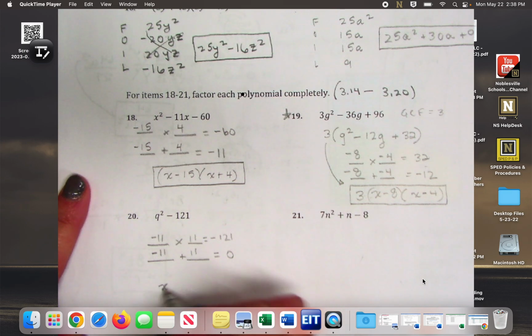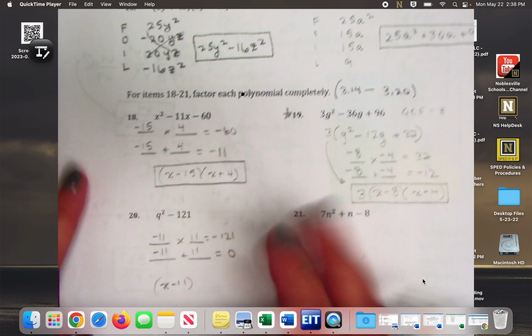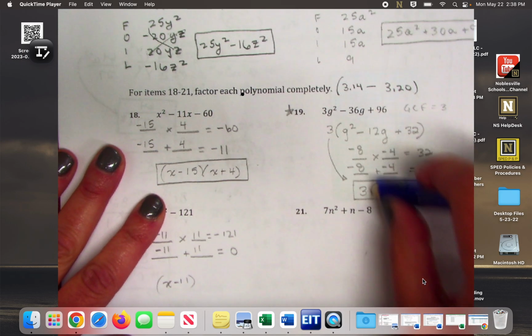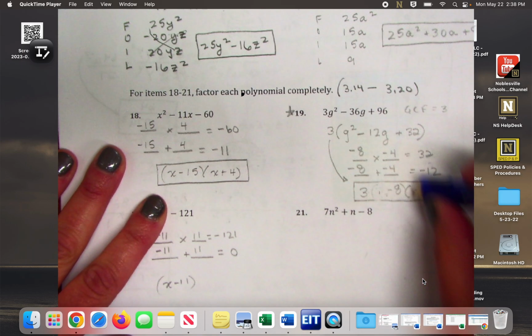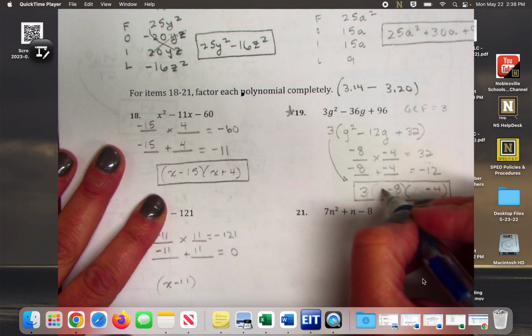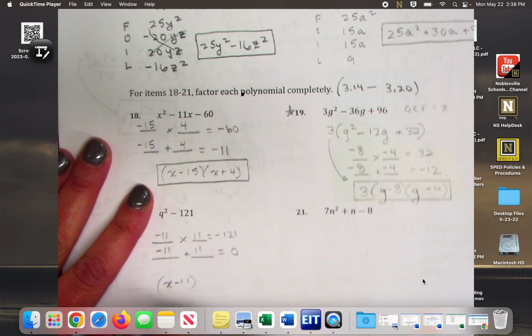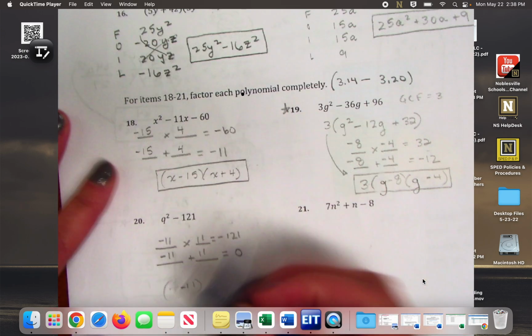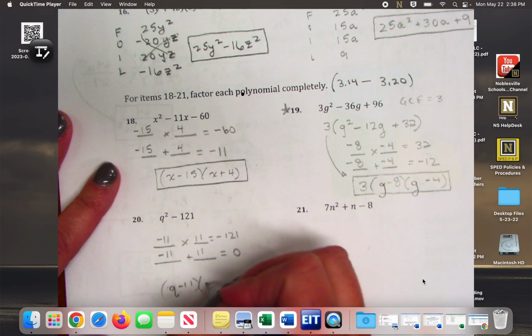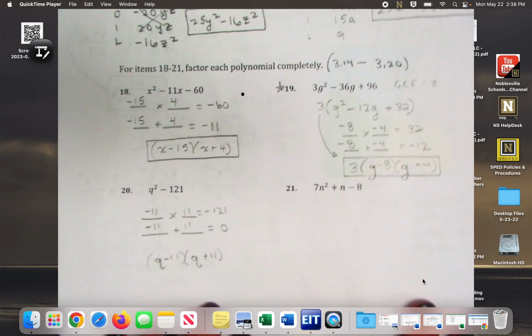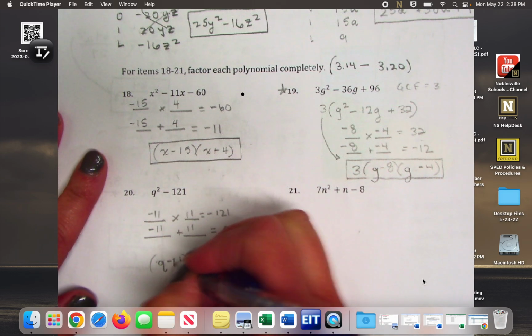I guess this is Q. Sorry for using X's up here for number 19. Should be G. Okay. Q minus 11 and Q plus 11.